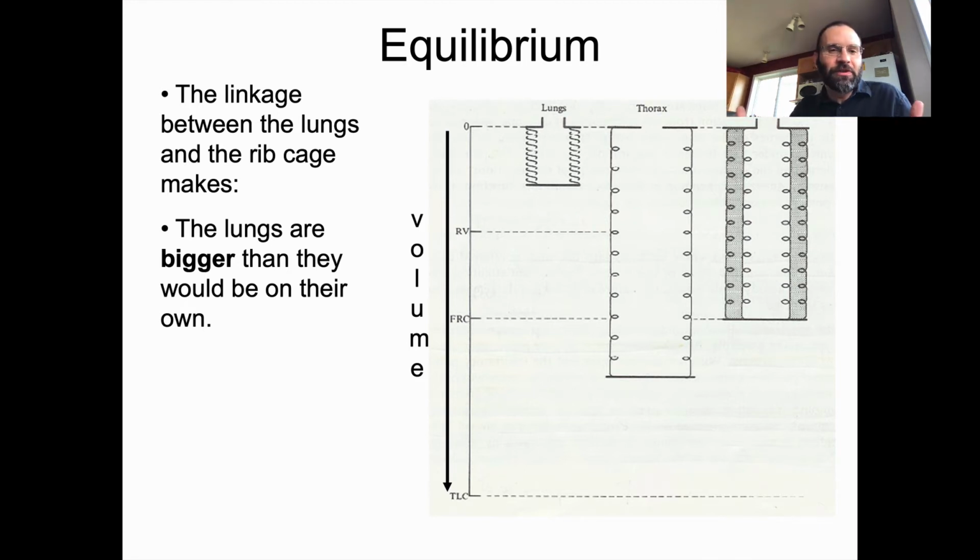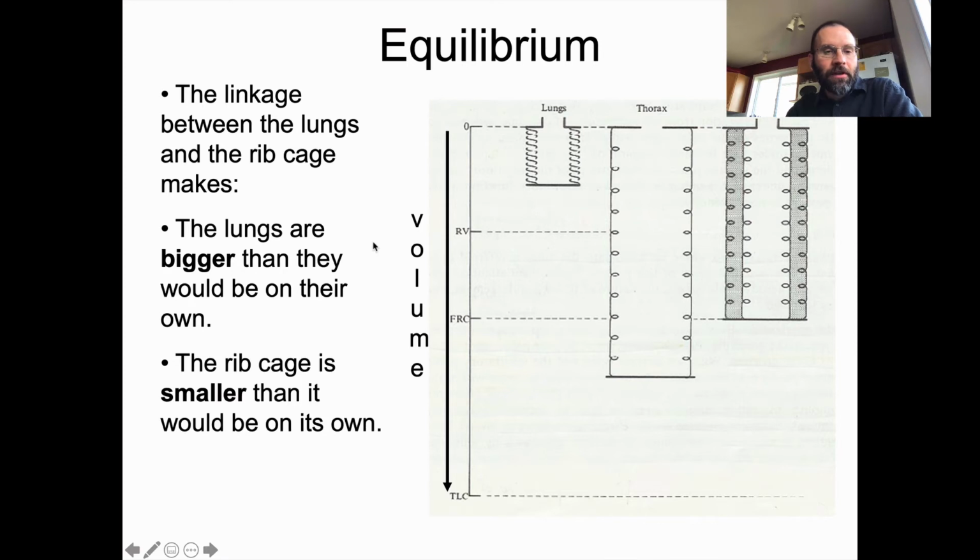But you get to see the actual size of the lungs. They're not super huge, or at least not as big as they are in your body itself, because by connecting up with the ribs, the rib cage actually makes them bigger. It pulls them out a little bit, bigger than they would be by themselves. The rib cage, for its part, is smaller than it would be on its own if it were just left to expand to where it wanted to be.